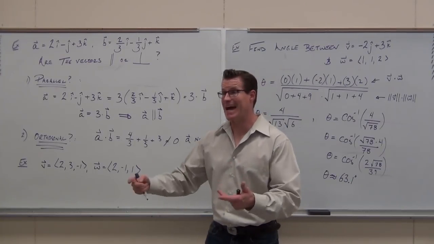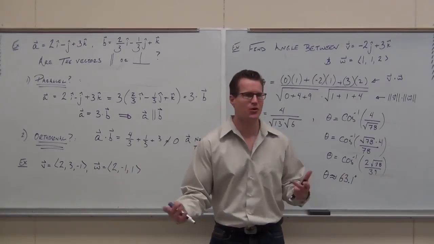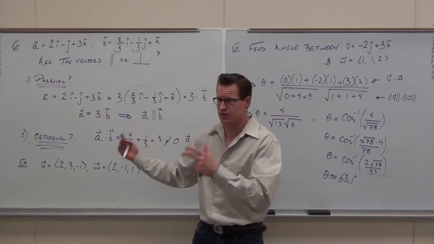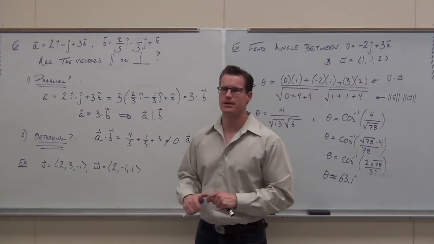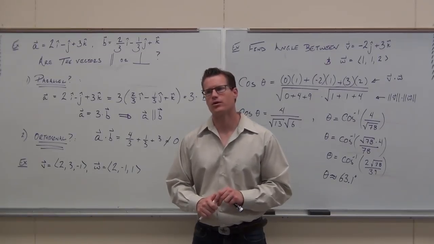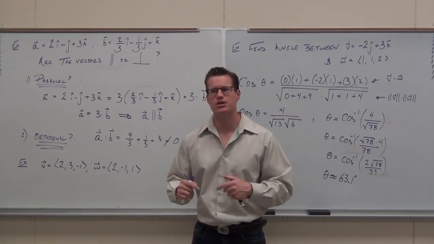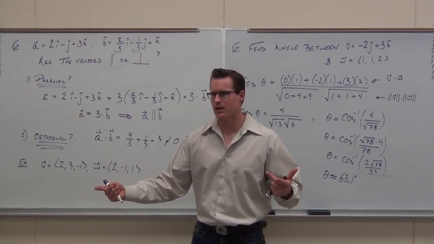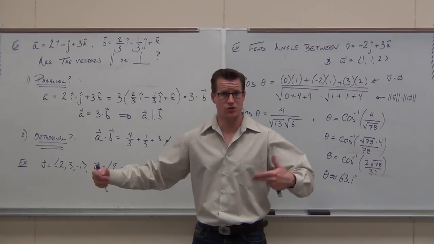You guys get the idea? It's that easy. Don't do any other work for parallel vectors. That's it, for real. Scalar multiple. Are they perpendicular? Are they orthogonal? Well, that takes more work, right? You actually have to do something. There's no easy check there, unless you want to find the angle between them and then make sure the angle is 90 degrees. But that sucks, because we made a shortcut for that.